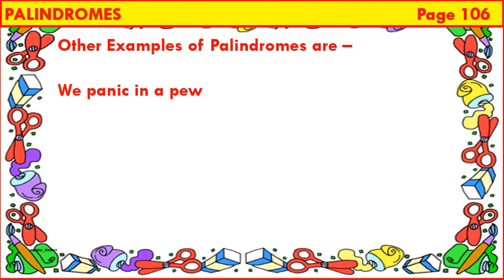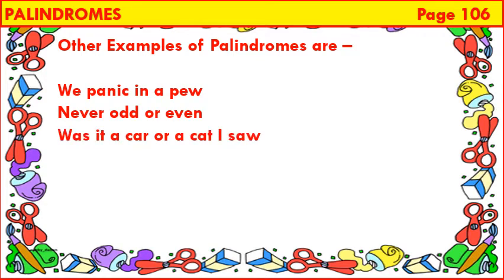Now let us consider some other examples of palindromes. First one, we panic in a pew. Now try to read this sentence from right to left. It will read the same. We panic in a pew. Next example is never odd or even. Try to read this from right to left. It will read the same. That is never odd or even.